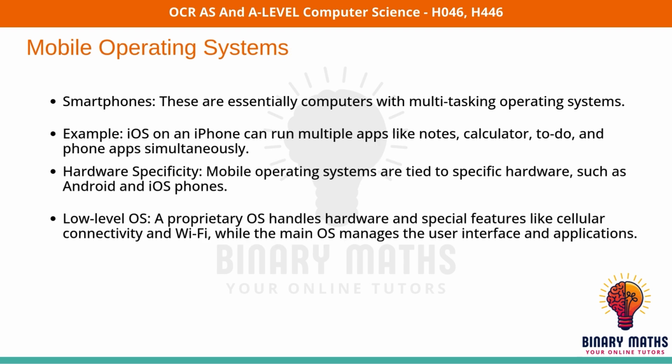Moving on to mobile operating systems. These are essentially computers with multitasking operating systems. For example, iOS on the iPhone can run multiple apps like Notes, Calculator, To Do, and phone apps simultaneously. Mobile operating systems are tied to specific hardware, such as Android and iOS phones. The low-level proprietary OS handles hardware and special features like cellular connectivity and Wi-Fi, while the main OS manages the user interface and applications.